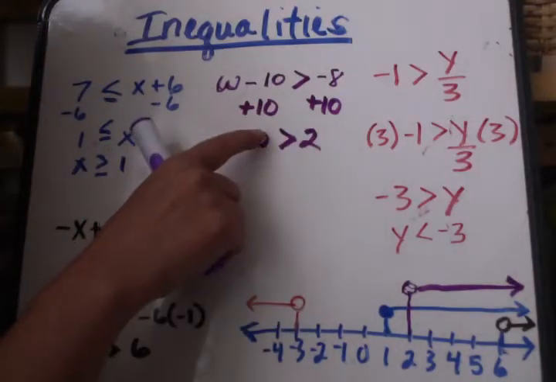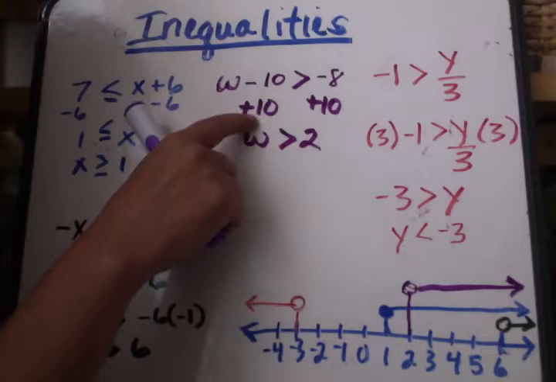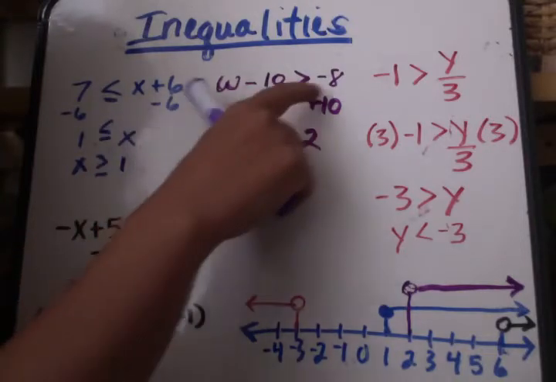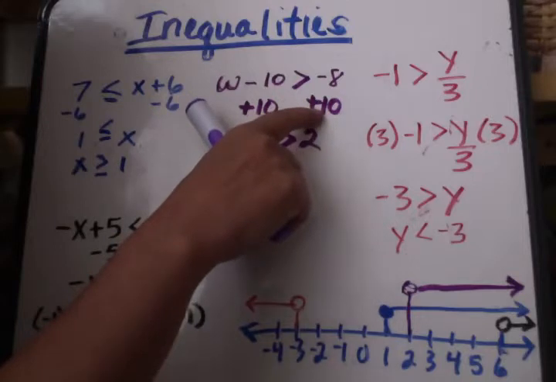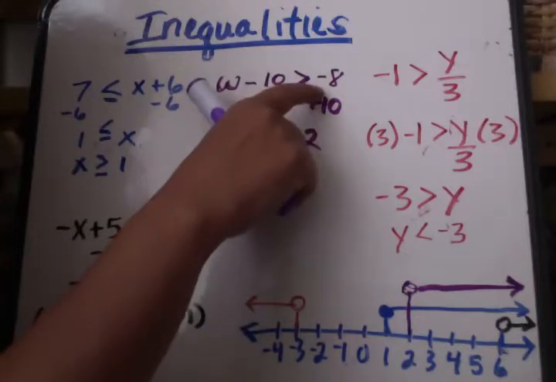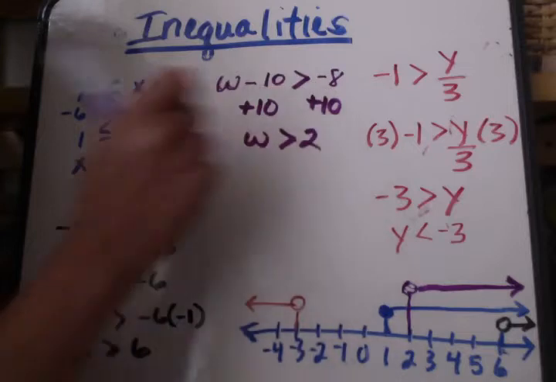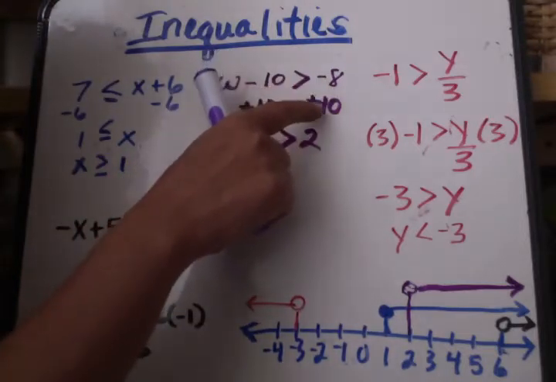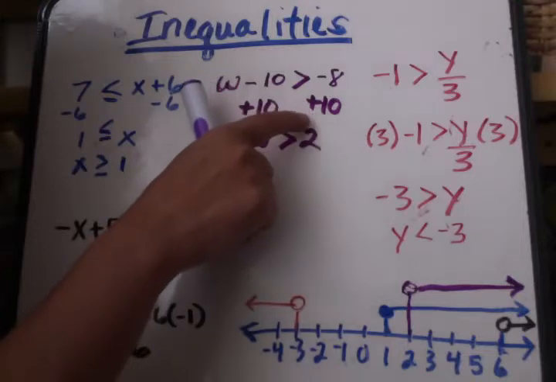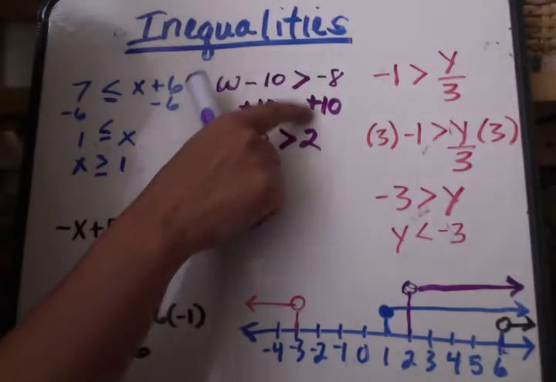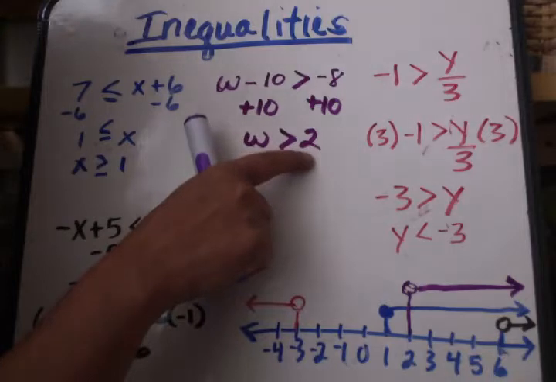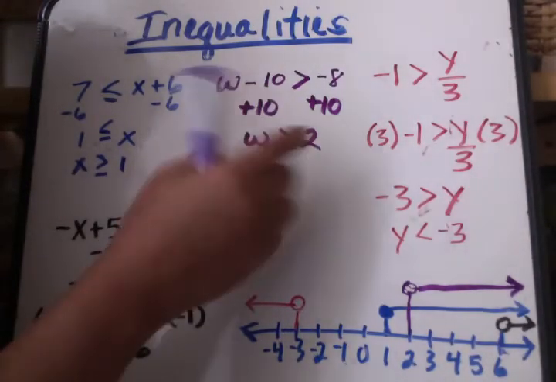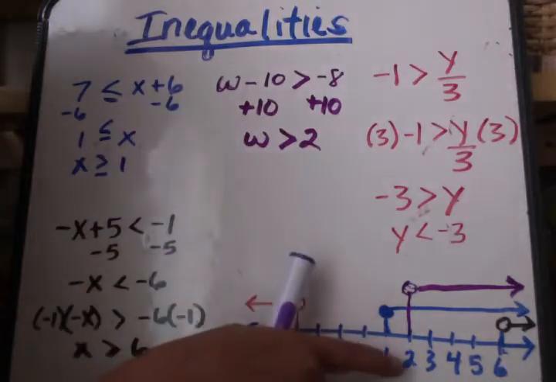And what I get here is negative 10 plus 10 is 0. W plus 0 is just W. So I bring down the W. Negative 8 plus 10 is going to be 2. Remember, when you have a negative and a positive, you subtract the smaller from the larger. So 10 minus 8 is 2. And then do I have more positives or negatives? I have more positives, there's 10 and there's 8, so my answer is just 2. W is greater than 2. And that's it.